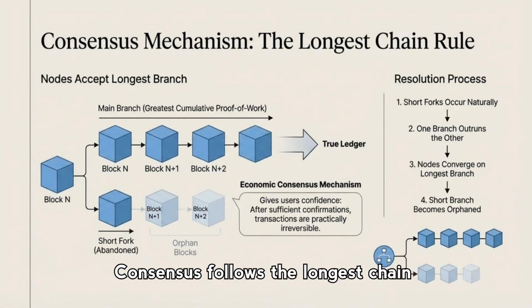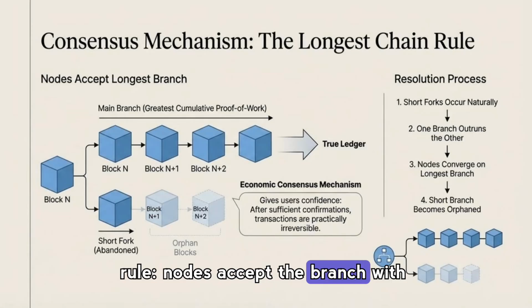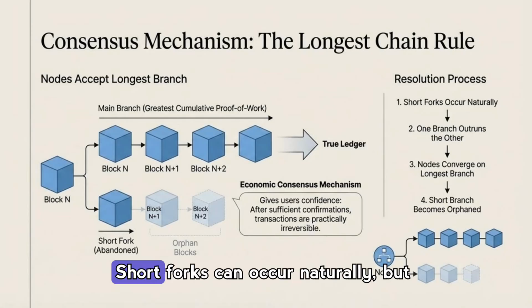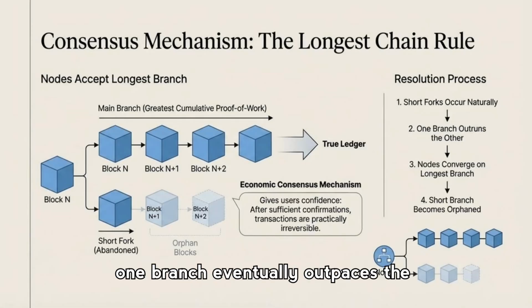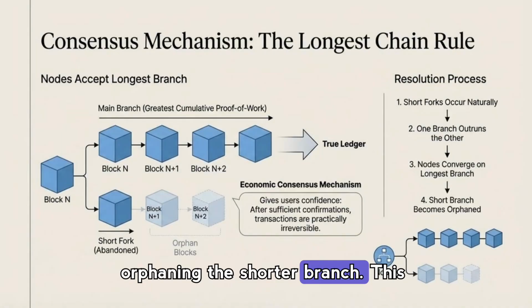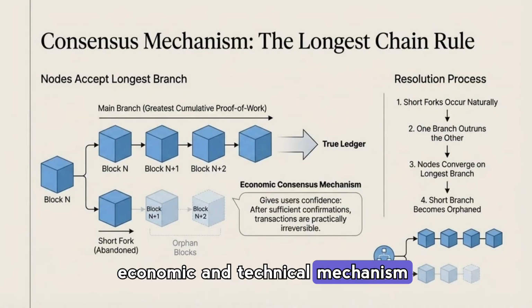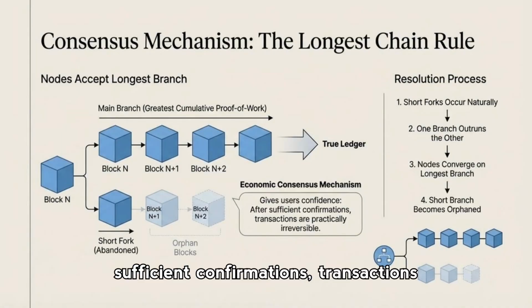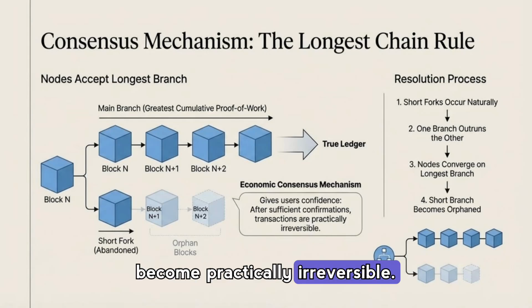Consensus follows the longest chain rule. Nodes accept the branch with the greatest cumulative proof of work as the true ledger. Short forks can occur naturally, but one branch eventually outpaces the other, and the network converges, orphaning the shorter branch. This economic and technical mechanism gives users confidence that after sufficient confirmations, transactions become practically irreversible.